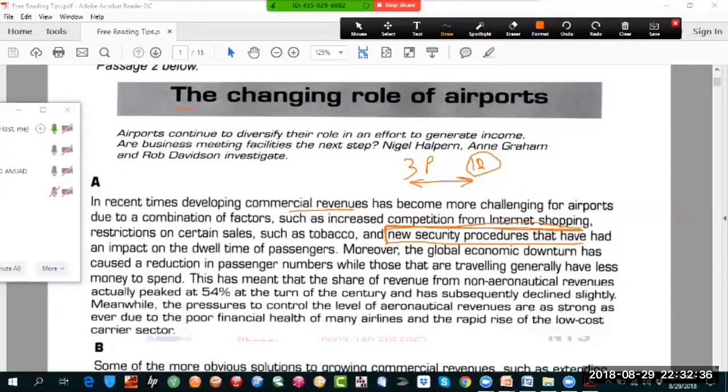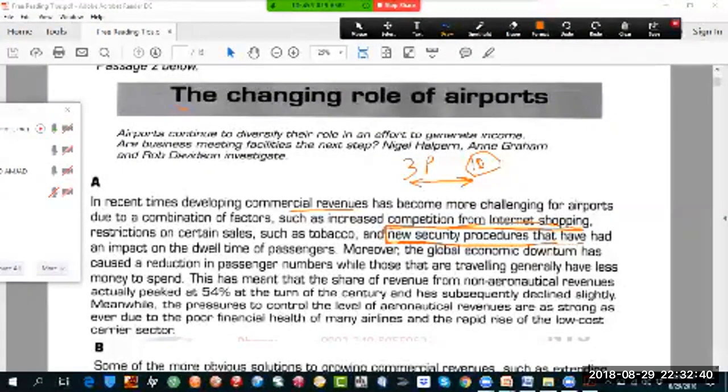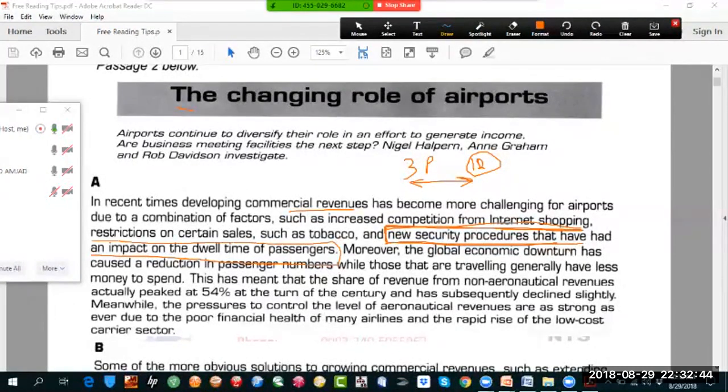But now, new security procedures have had an impact on the dwell time of the passengers. That shopping time has been reduced. So because of that, no one is going to those duty-free shops. Are you getting it? Right. And the other point that you must know, I'm intentionally summing up and focusing on only two things.